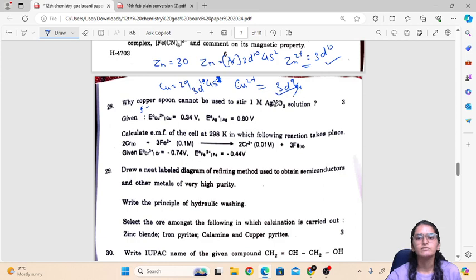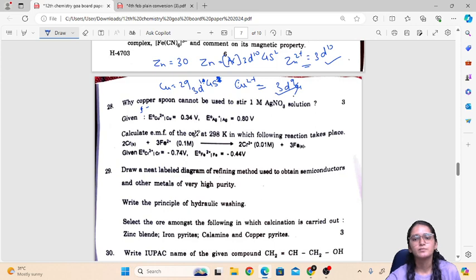Rather, we will use a spoon or other item made of an element which has lower reactivity than silver. So that's why we are not using copper.